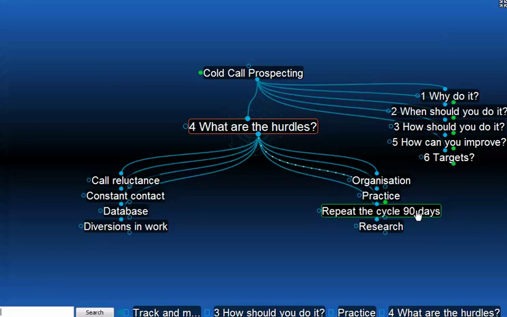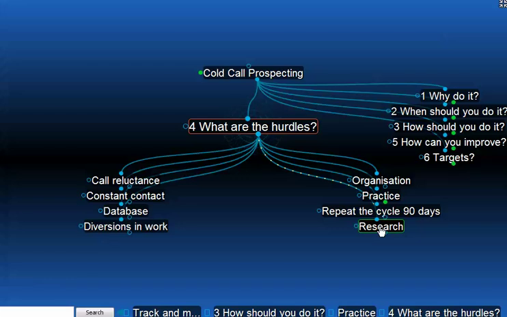Repeat the cycle every 90 days. That goes with the constant contact process. By repeating the cycle, you can actually convert more meetings over time. Most of the people that you talk to today won't want to meet with you. However, when you call them the second and third time, eventually they'll let you meet with them. That's what you want. The other hurdle that a lot of people have is the research behind the process.